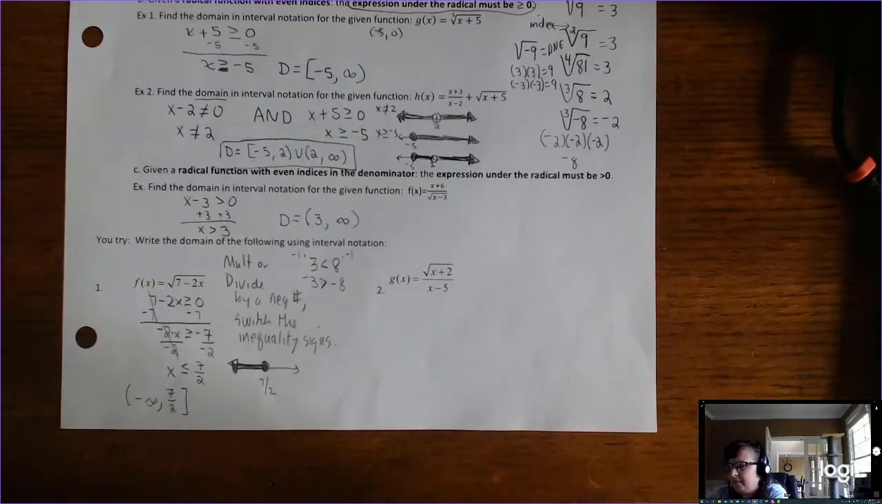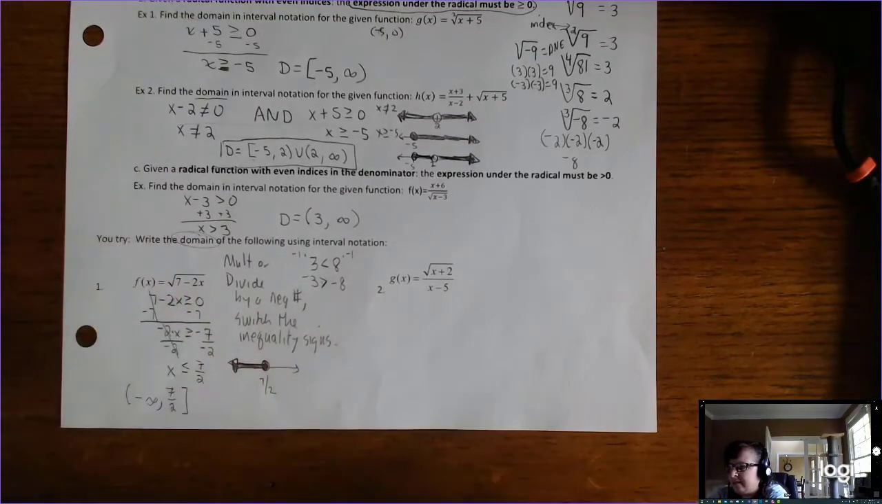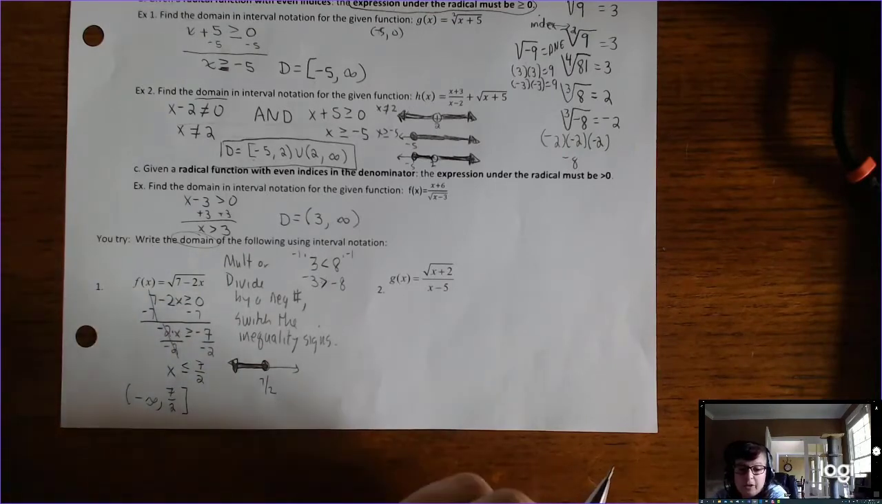Alright, second example. g of x equals the square root of x plus 2 over x minus 5, and our job is to find the domain. That means find all the x coordinates that are going to work for this function that have y coordinate partners.